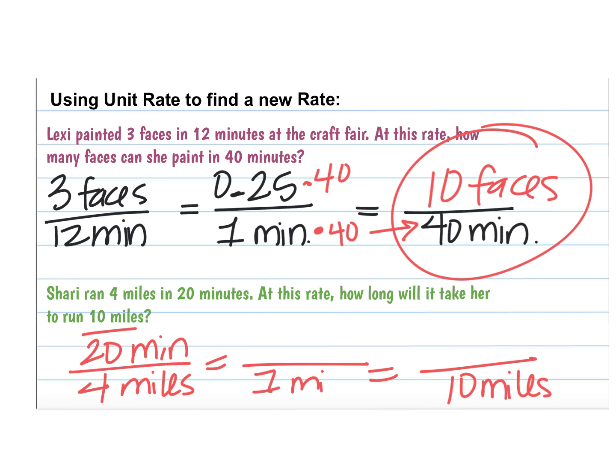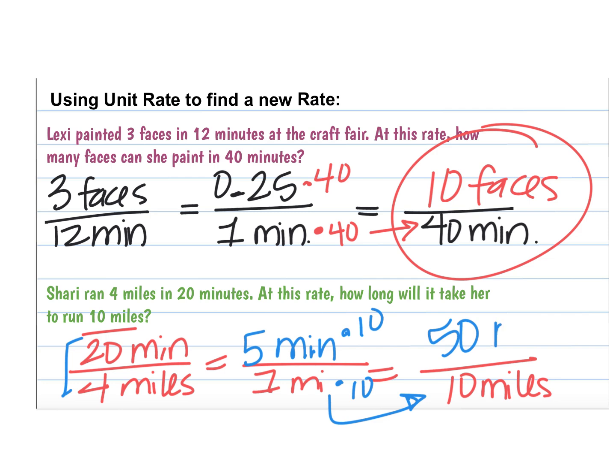So we're going to divide our numerator by our denominator. So 20 divided by 4 gets me 5 minutes per mile. And then 1 times 10 is what gets me to 10 on my denominator. So I do the same up here. 5 times 10. So 50 minutes in 10 miles.